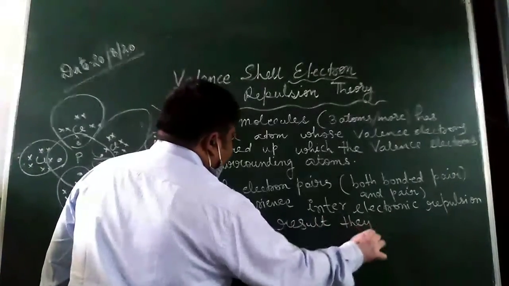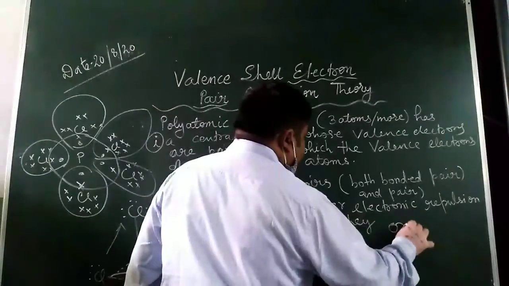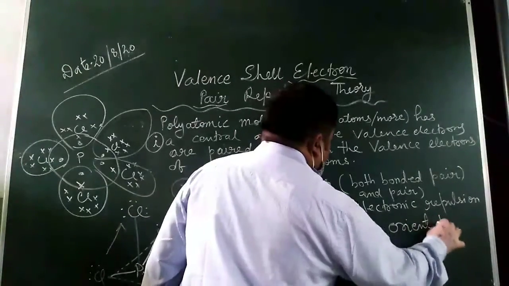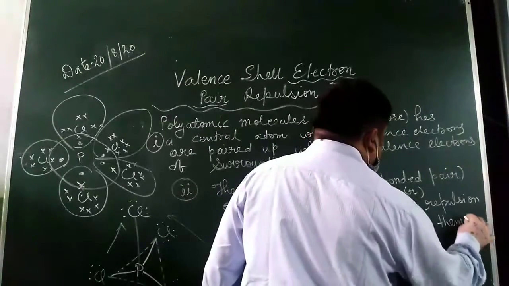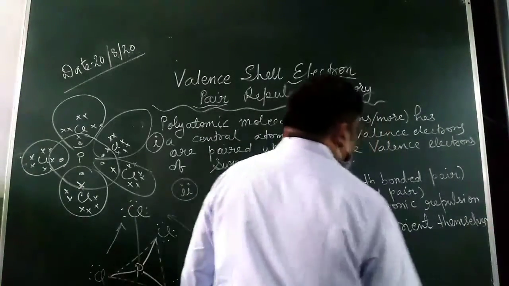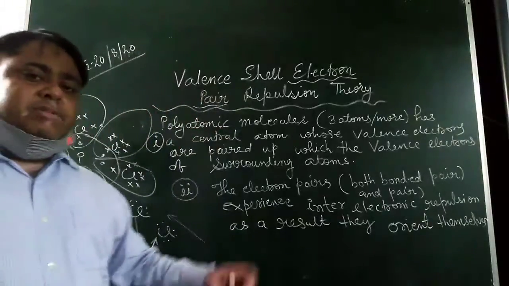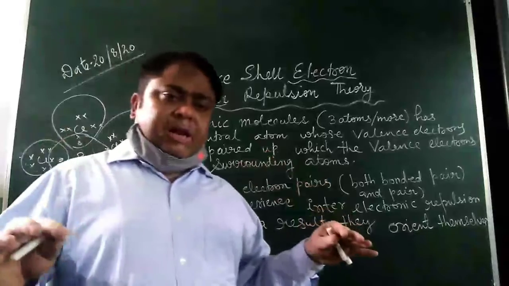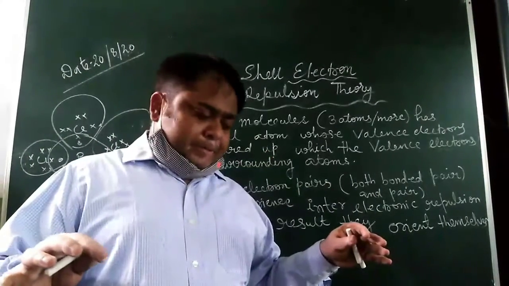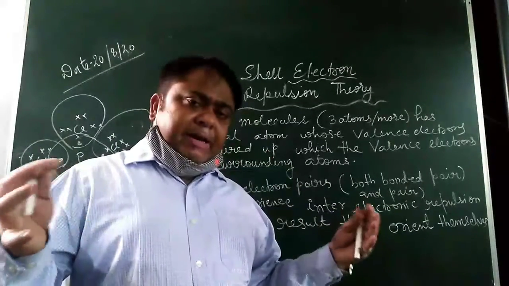As a result, they orient themselves. What is the meaning of orientation? They orient themselves, they arrange themselves in the space in such a way. Orientation means arranging oneself in a particular manner in the space.